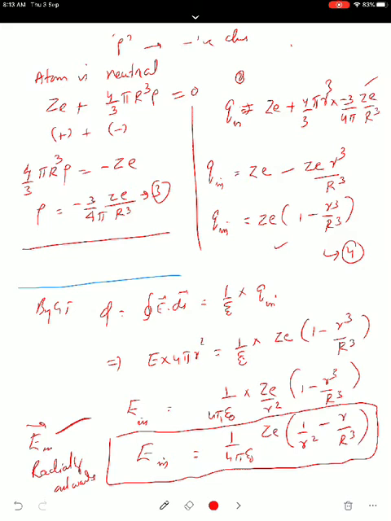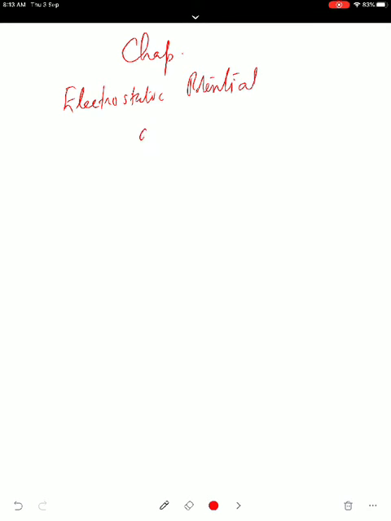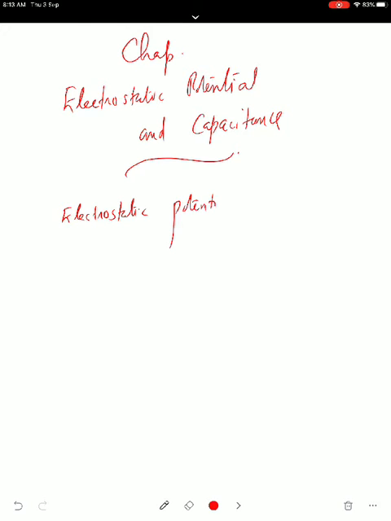Now we are going to start with the next chapter, electrostatic potential and capacitance. Very important chapter. First point in this chapter is electrostatic potential energy.